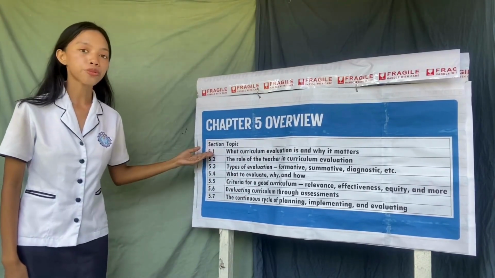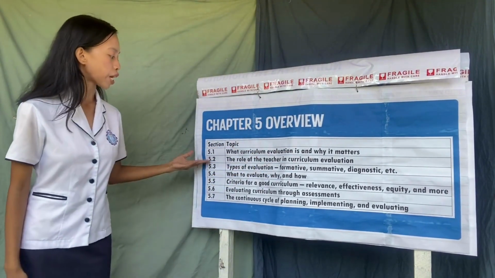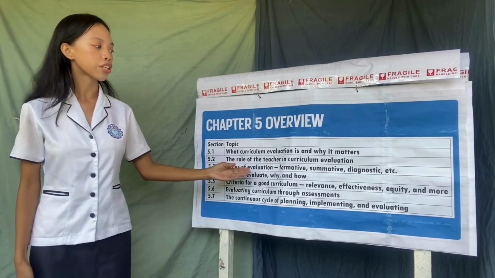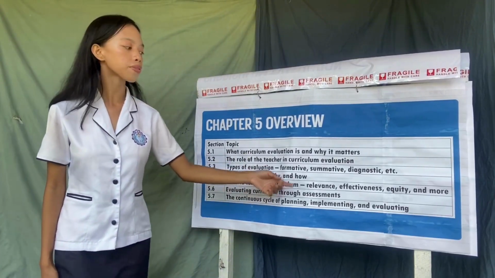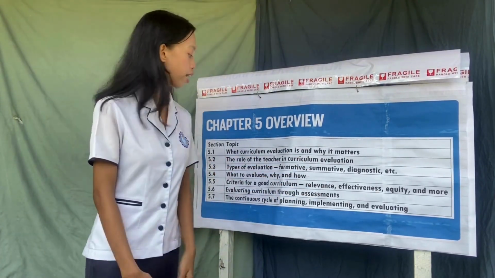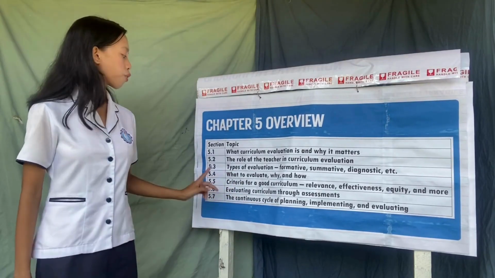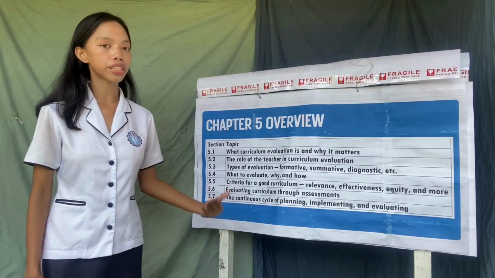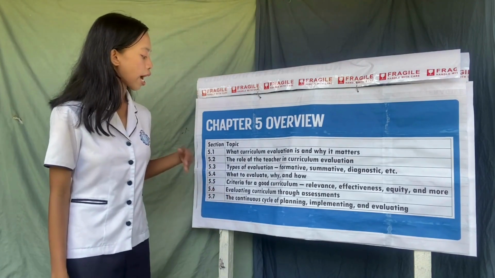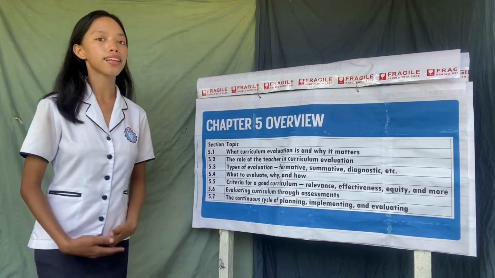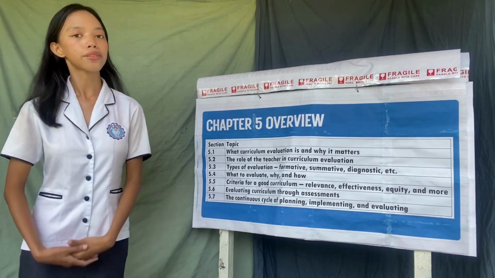For Section 5.1, we have what curriculum evaluation is and why it matters. For 5.2, we have the role of the teacher in curriculum evaluation. And next is types of evaluation: formative, summative, diagnostic, etc. And for 5.4, we have what to evaluate, why, and how. 5.5 is the criteria for a good curriculum: relevance, effectiveness, equity, and more. For 5.6, we have evaluating curriculum through assessments. And lastly, for 5.7, the continuous cycle of planning, implementing, and evaluating.